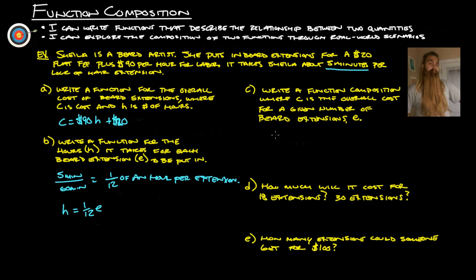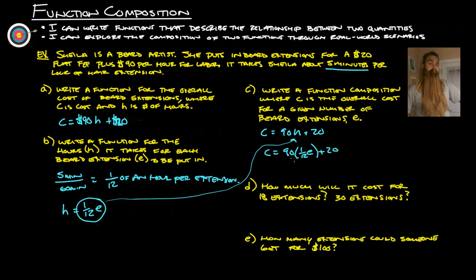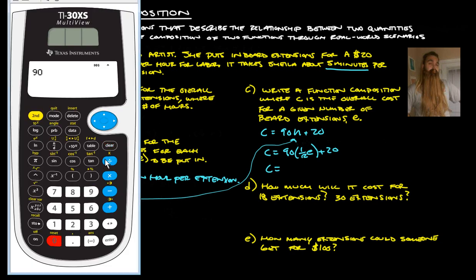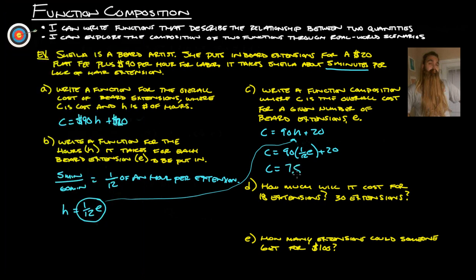Okay. So what we've got to do for this one here is, look, we've got C equals 90H plus 20. We now know that H is 1/12 E, right? So we're just going to take that, plug that in right there. And so we get cost is going to be 90 times 1/12 E. That's an E there. Plus 20. So if we simplify that, really what we're doing is we're going to take 90 times 1 is 90 and then divide that by 12. Okay, so 90 divided by 12 gives us 7.5. So cost is going to be 7.5 times E plus 20.